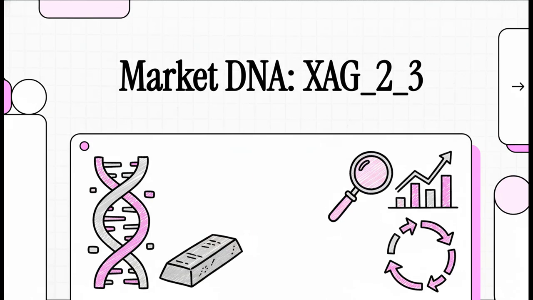Hello and welcome. In this explainer, we're going to document a pretty fascinating market cycle. We'll be doing this using a method called market DNA. Our focus today is going to be on silver, or XAG, and specifically, we're tracking a cycle that's been identified as XAG_2_3. Now, our role here is just to be neutral observers. We're simply going to narrate the events exactly as they happened. So let's dive in and walk through it phase by phase.